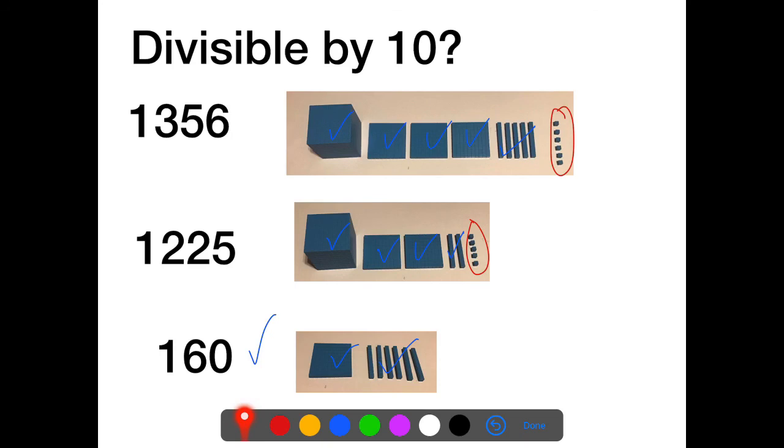For all of these, when I was talking about equal groups, I was talking about whole numbers in my equal groups, not fractions.